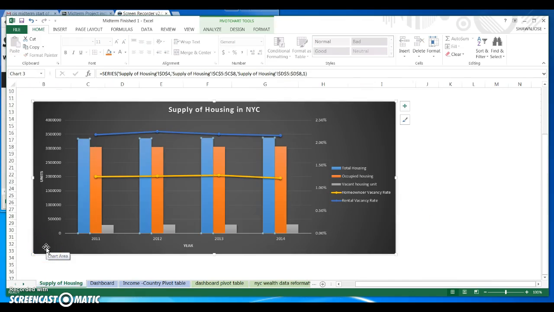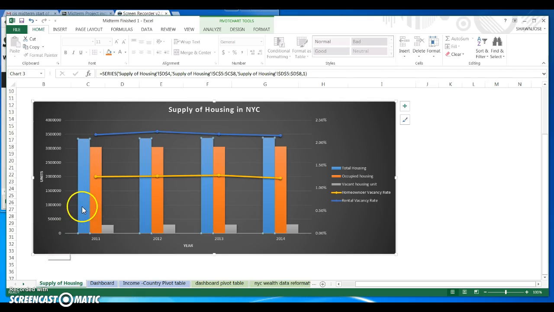Before we go to our dashboard, though, I wanted to show you this chart, which is the supply of housing in New York City. Now, the price of rent is going to be determined primarily by two things: the demand for those apartments and the supply of those apartments. The supply of those apartments is going to be really easy to track because the American Community Survey does estimates and surveys every single year. And here we have the surveys from 2011 to 2014.